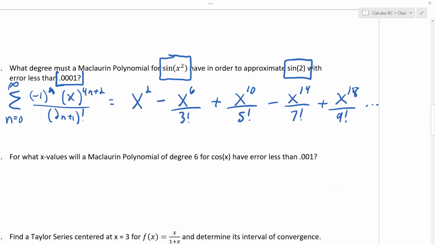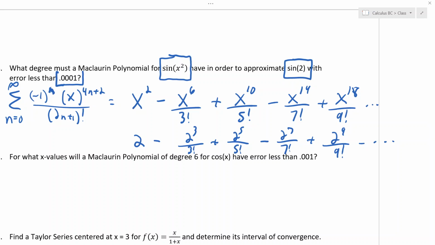So here's what I know. My terms are going to be root 2 squared, so basically 2 minus 2 to the 3rd over 3 factorial plus 2 to the 5th over 5 factorial, minus 2 to the 7th over 7 factorial plus 2 to the 9th over 9 factorial, minus dot, dot, dot. I want to know how far out I need to go to get error less than 0.0001. Because this is an alternating series that converges, because sine converges everywhere, all I need to know is when the terms get that small, then I can stop.